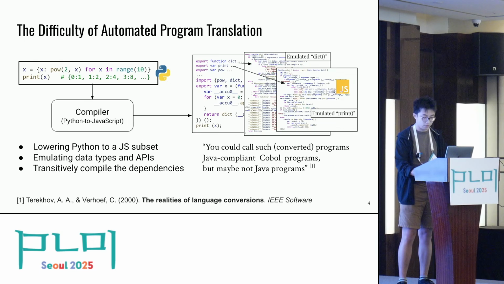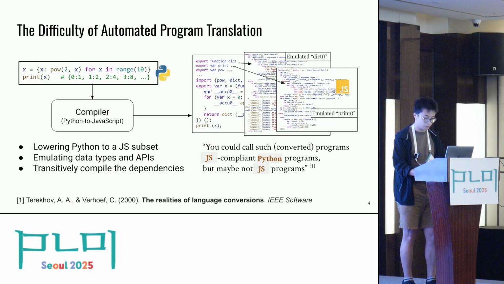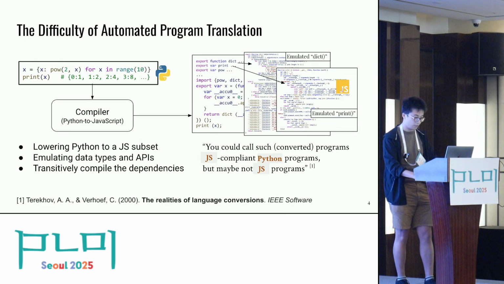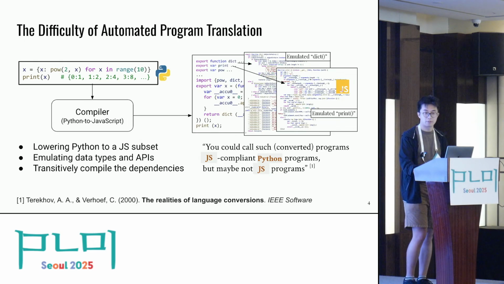And this phenomenon is not specific to Python and JavaScript. I'd like to quote the same report, which investigated COBOL to Java translation. There, they said you could call such translation a JavaScript compliant Python program, but not necessarily a JavaScript program.